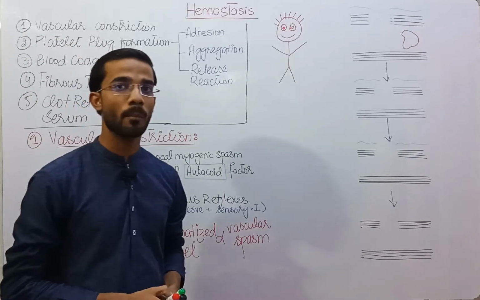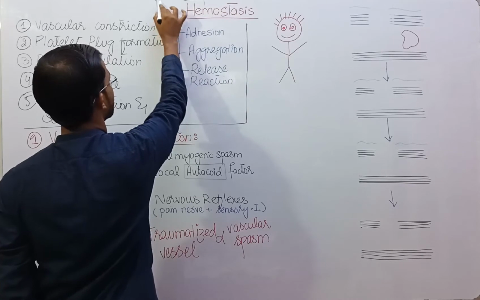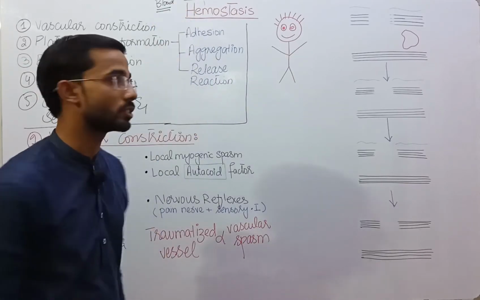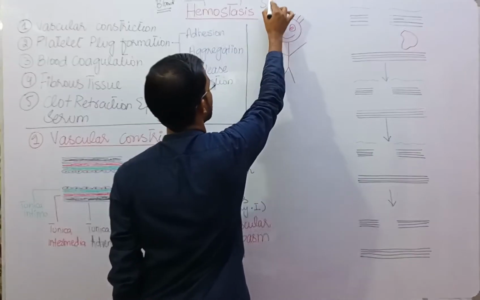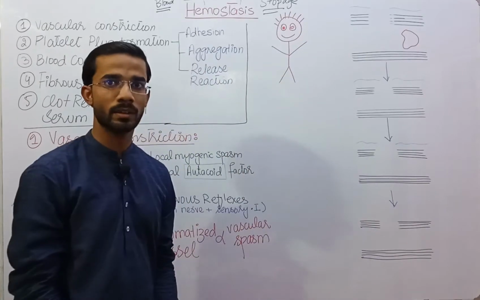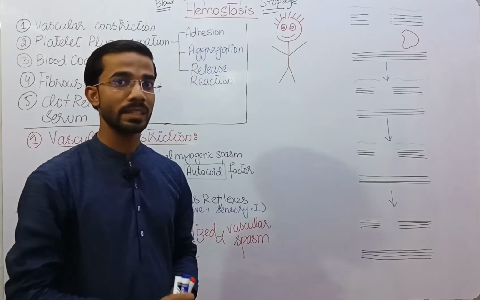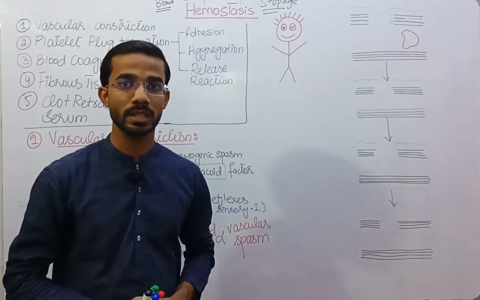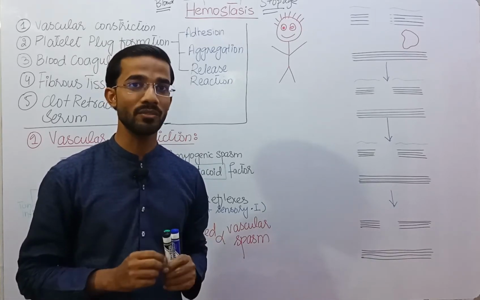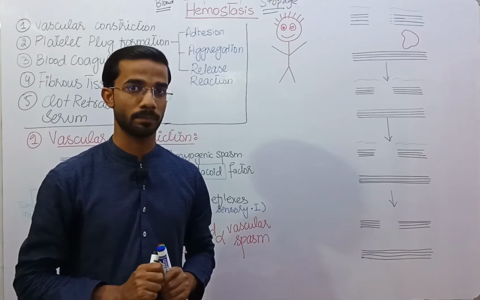Hemostasis is basically formed by two words. Hemo means blood and stasis means stoppage. It means stoppage of blood. Hemostasis is the process which occurs in our body when injury occurs. Due to this, the injured blood vessel is blocked and the wound is repaired.